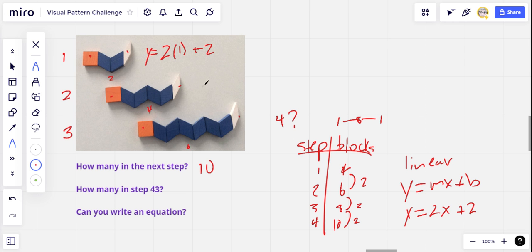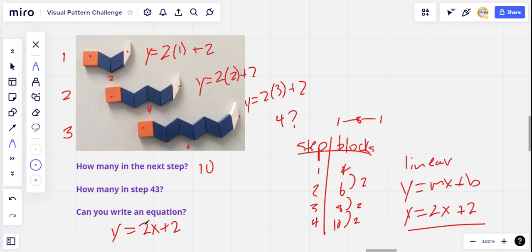So I'll put that down here with our equation. Let's double check that this works. So in step 2, y equals 2 times step 2 plus 2, that'd be 4, 5, 6. That's how many in step 2. How about step 3? Y equals 2 times step 3 plus 2, and that would be 6 plus 2 is 8. Yeah, and that's how many we have in step 3. So it looks like this equation is working just fine. So y equals 2x plus 2.